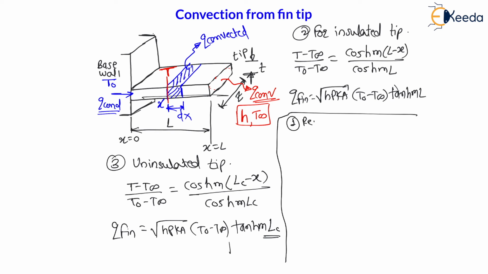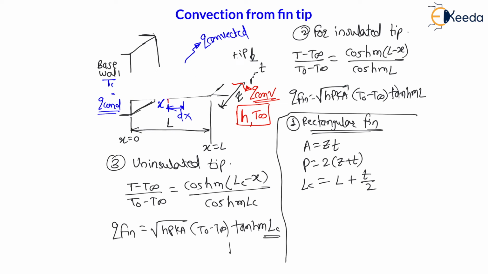And my dear students, let us understand this corrected length for different conditions. Number one, rectangular fin. The rectangular fin is as shown in the figure. This is a rectangular fin because the cross section is rectangular. For such a rectangular fin, what will be the cross sectional area? The area is Z into T. Perimeter is twice (Z plus T). And the corrected length that I am going to use here will be equal to the original length L plus T by 2, that is thickness by 2. And this is for the rectangular fin.